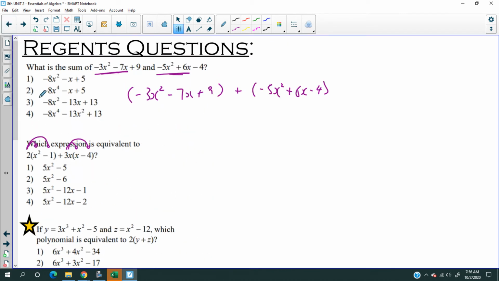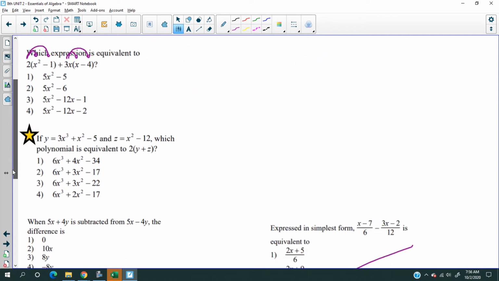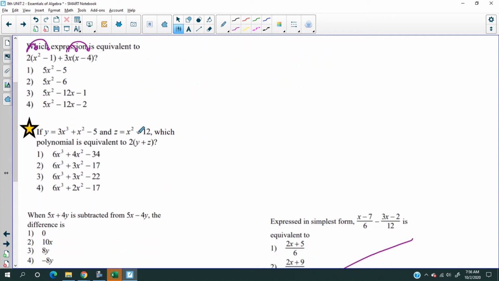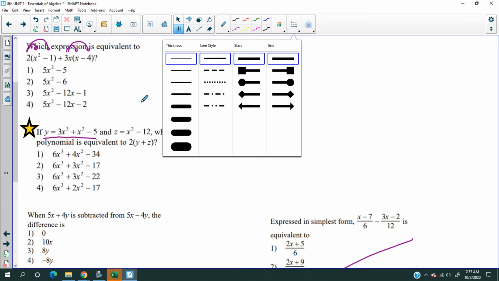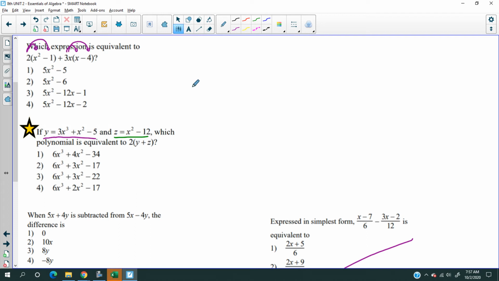All right, so try this one on your own. Distribute, combine like terms, okay? Nothing crazy. This one I really want to go over with you because this is very close to the Regents questions. Okay, so let's see. All right, so y is this. Let me use a different color. Z is this. So what's 2y plus z? Look at that.